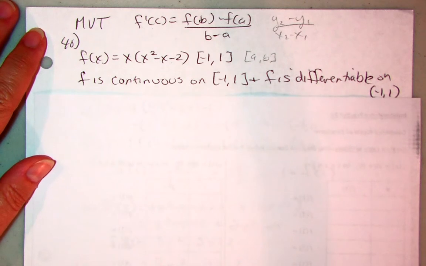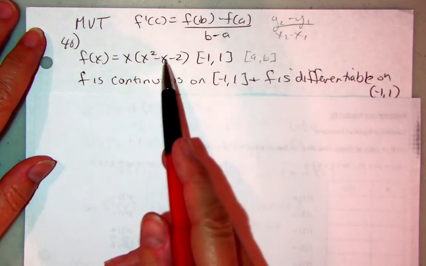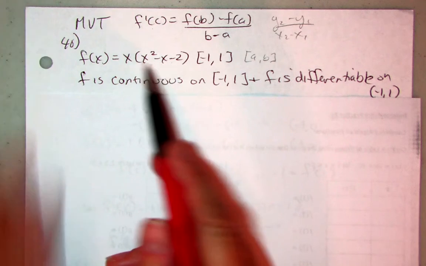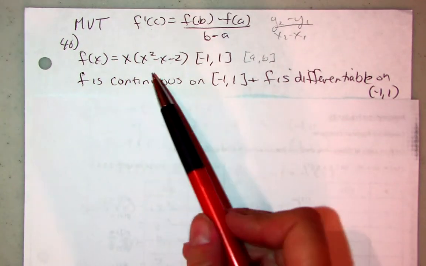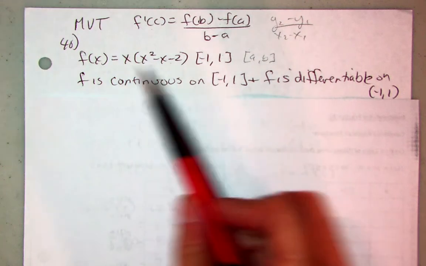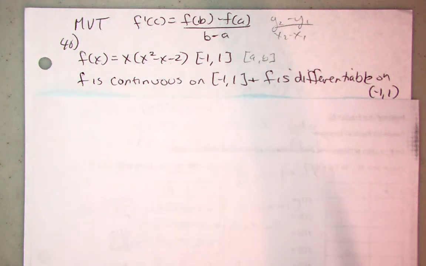So f is continuous. I can use all those x's between -1 and 1. In fact, I can use every x. Nowhere am I going to get undefined. And f is differentiable between -1 and 1. It's only not differentiable if I have a denominator. There is no denominator, so it exists everywhere.